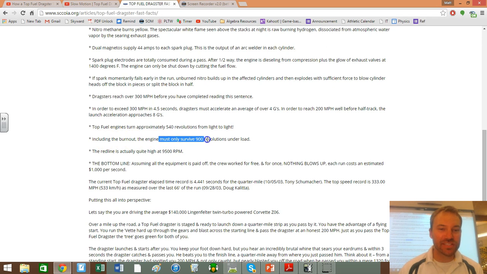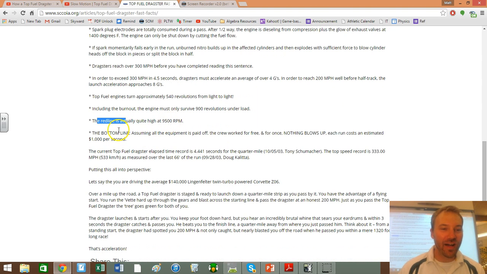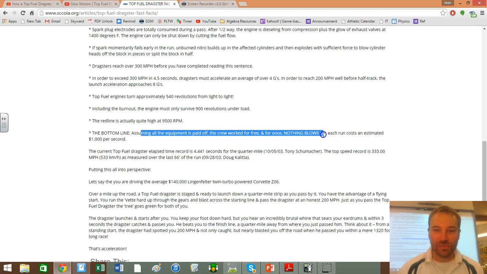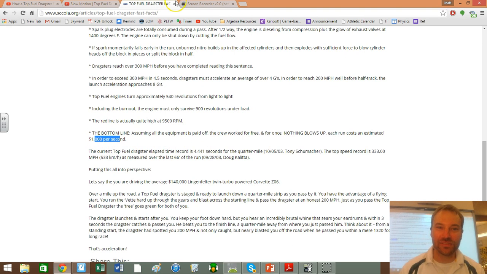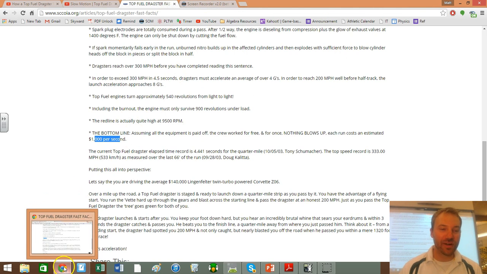The engine only has to survive 900 revolutions before it blows up. Assuming everybody is paid, the equipment's paid off, the crew works for free, and nothing blows up, each run costs $1,000 per second. I'll leave you links to these two things if you want to learn a little bit more. But let's talk now about acceleration.